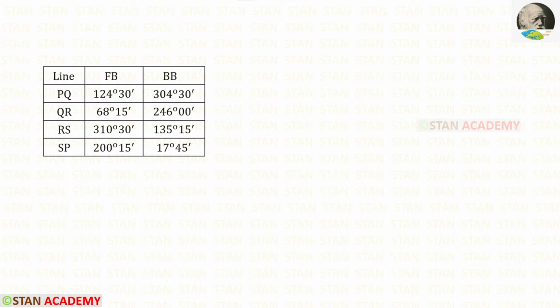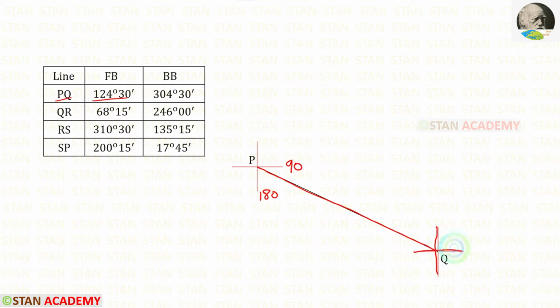Now we are going to draw the traverse using the fore bearings. Let us make the direction symbol. Let us keep this station as P. The fore bearing of PQ is given as 124 degree 30 minutes. We know that 124 comes between 90 and 180. So in between we have to make a line and then the direction symbol.